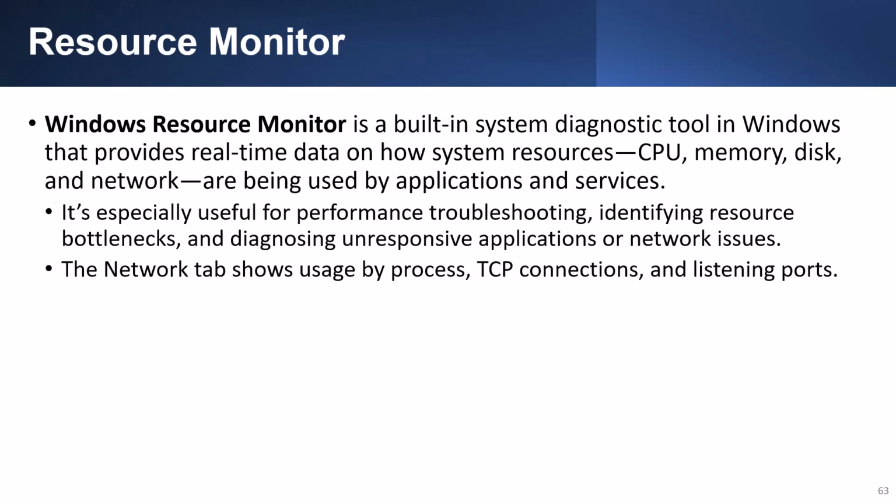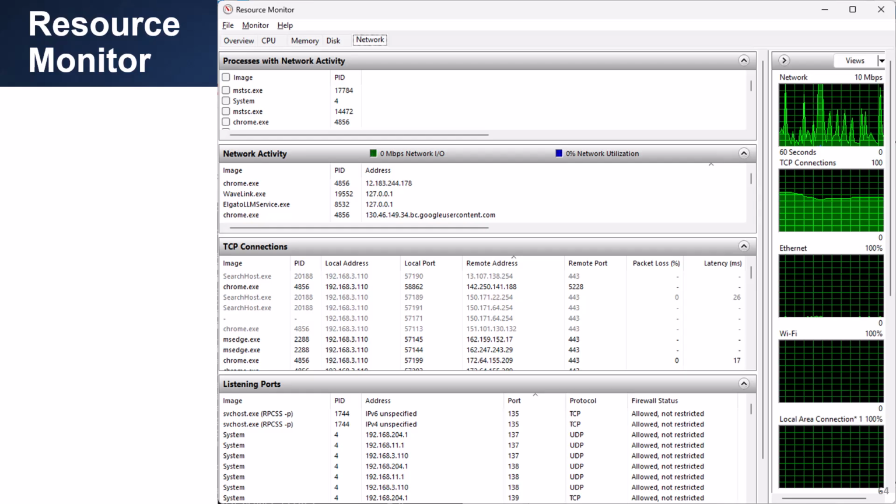Windows Resource Monitor is a built-in system diagnostic tool in Windows that provides real-time data on how system resources, CPU, memory, disk, and network, are being used by applications and services. It's especially useful for performance troubleshooting, identifying resource bottlenecks, and diagnosing unresponsive applications or network issues. The Network tab shows usage by process, TCP connection, and listening ports. Here, you can see the Resource Monitor Network tab that shows TCP connections, listening ports, and network activity.